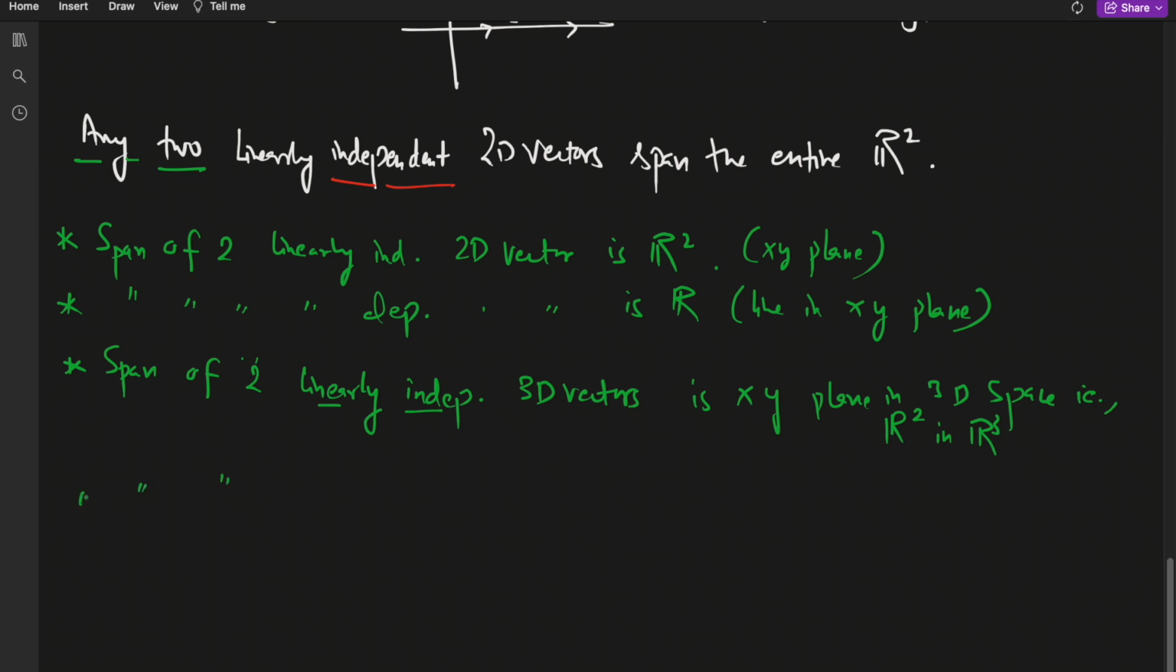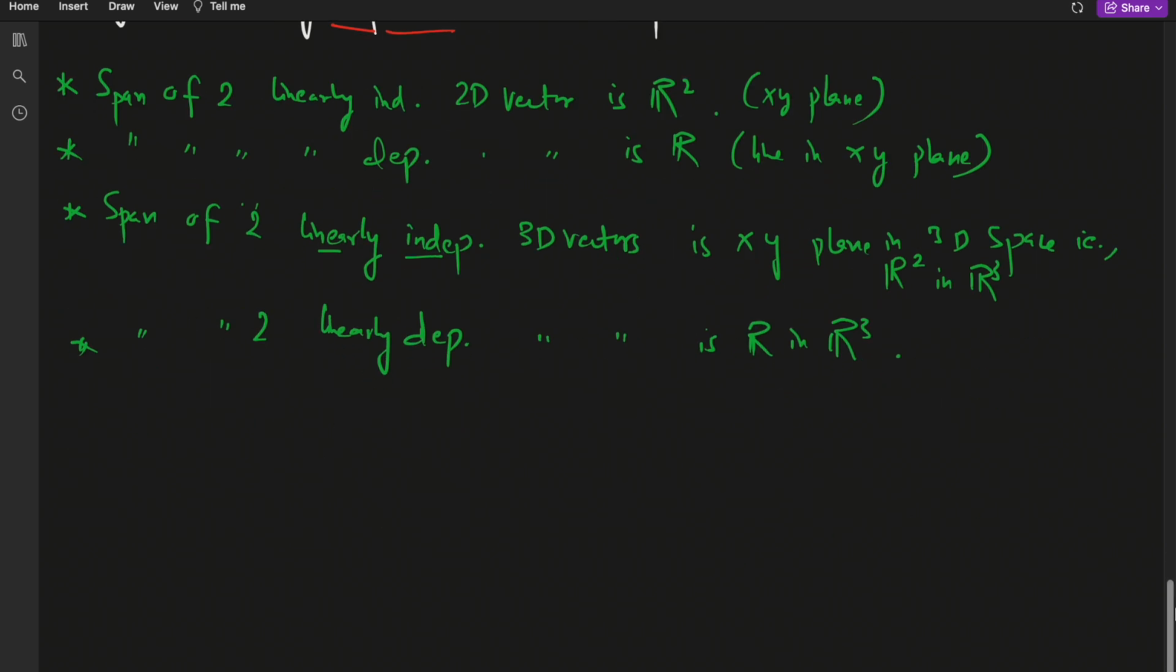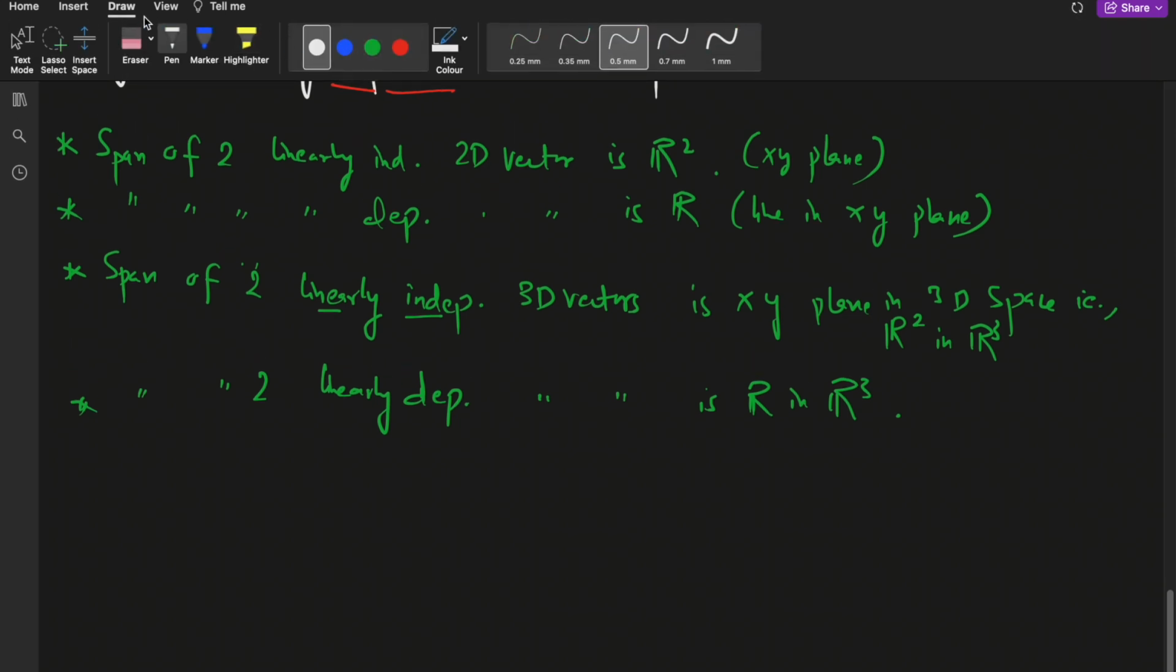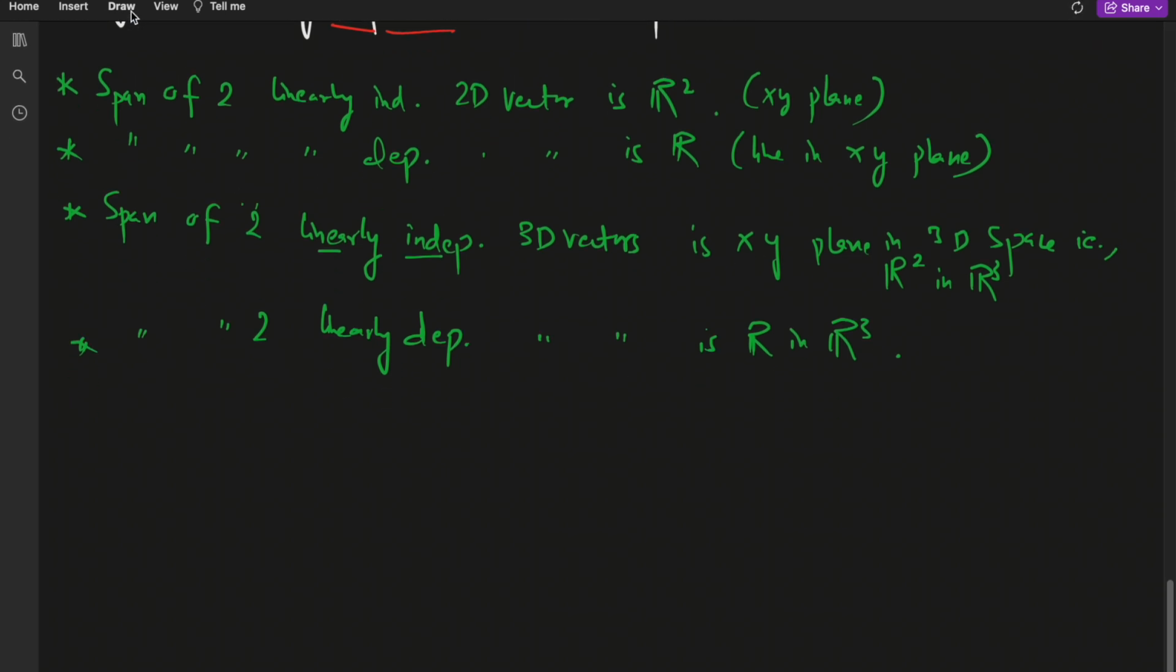So the span of two linearly dependent 3D vectors is just R in R³, right? Because you have just given two vectors, and they are also linearly dependent, so it will form a line only. Similarly you can do all these combinations, but I think you got the idea of what is linearly dependent and linearly independent. So just to give a visual interpretation in 3D space, all right.